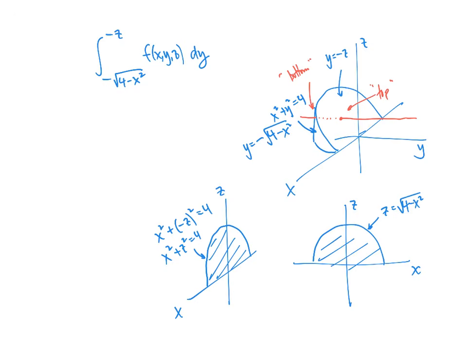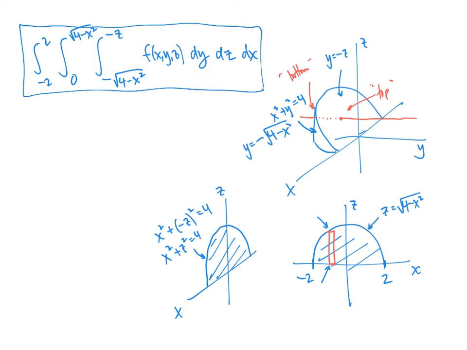So if I slice this vertically, the top of that slice is on the curve z equals the square root of 4 minus x squared, and the bottom of that slice is on the x-axis, which is where z equals 0. So my next integral, which is going to be a dz integral, tells me that z goes from 0 to the square root of 4 minus x squared. And then finally, x is going to go from negative 2 to 2, and that's my outermost integral, negative 2 to 2 dx.